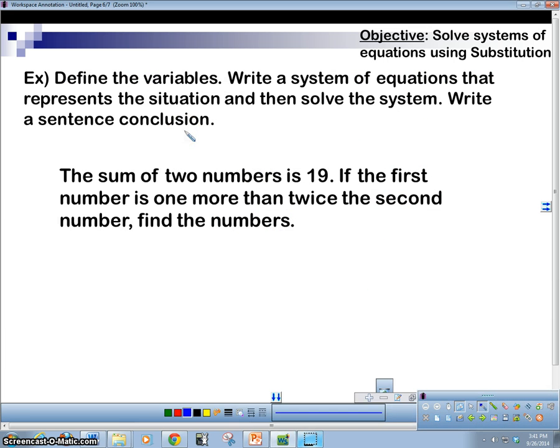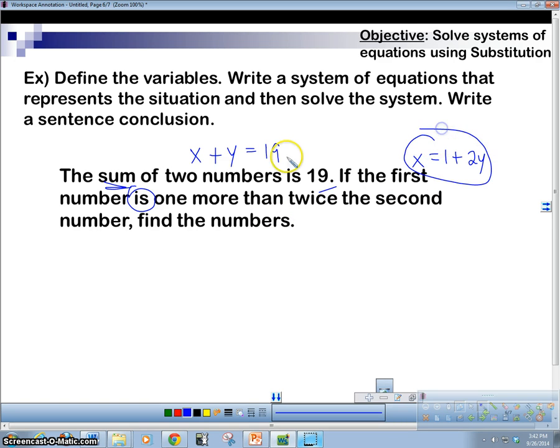All right. So this one's a word problem. So why don't you pause it so you can read it and copy it down. All right. So what I'm going to do is I need to come up with 2 equations. If the sum of 2 numbers, my 2 numbers are going to be x and y. The sum of the 2 numbers, so if I add them together, I should get 19. So there's one of my equations. If the first number, which was x, is 1 more than twice the second number, so x is, 1 more than, so that is the equal sign, 1 more than twice the second number, 2y. Find the numbers.